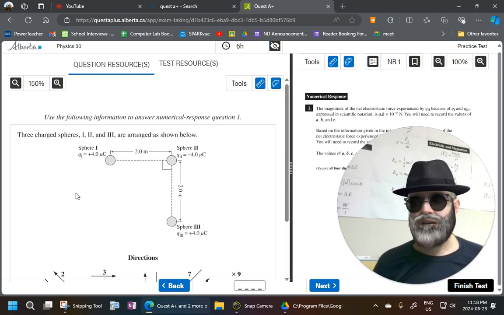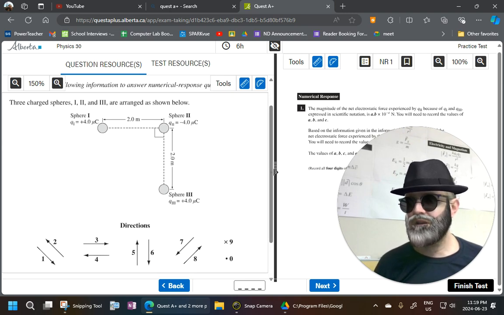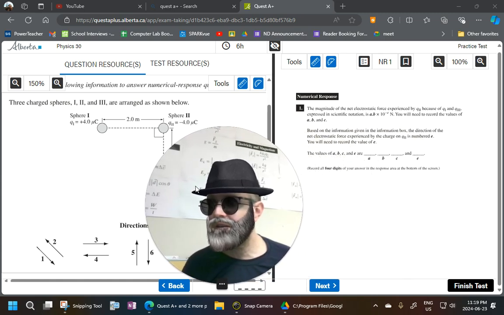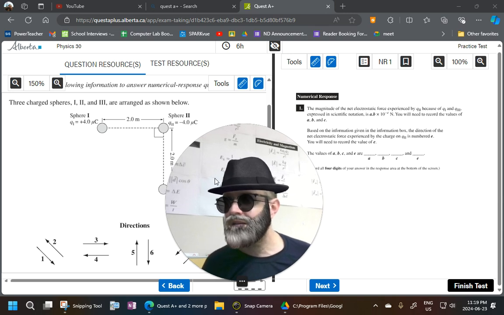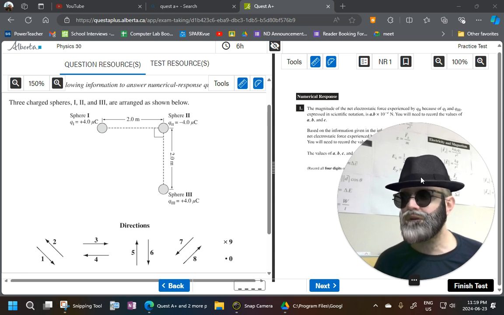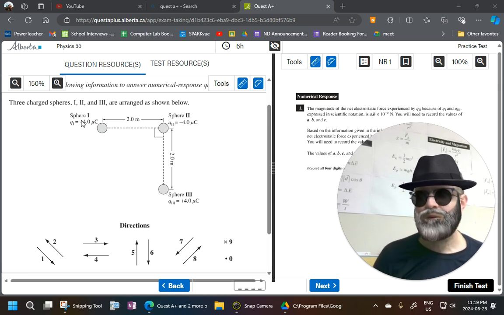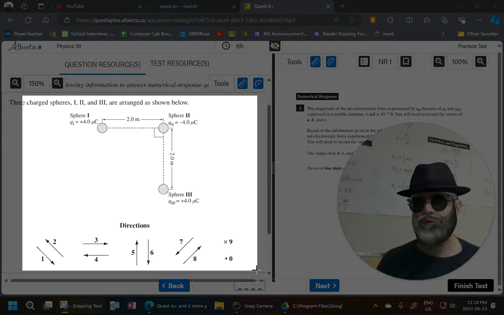All right. 3 charged objects here. Based on the information given, what is the direction of the net electrostatic force? We're going to call that E. And the first one is, what is the electrostatic force? It's a lot of work, but what's really nice about this picture is that all the charges are the same and all the distances are the same. Makes the math easy. You'll see why in a second when I snip that up. I'm going to get the directions in there too.